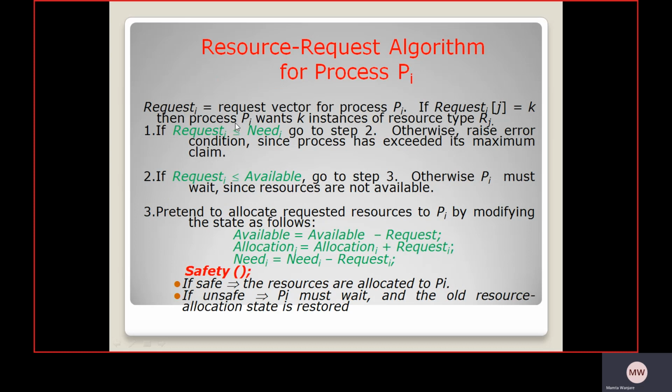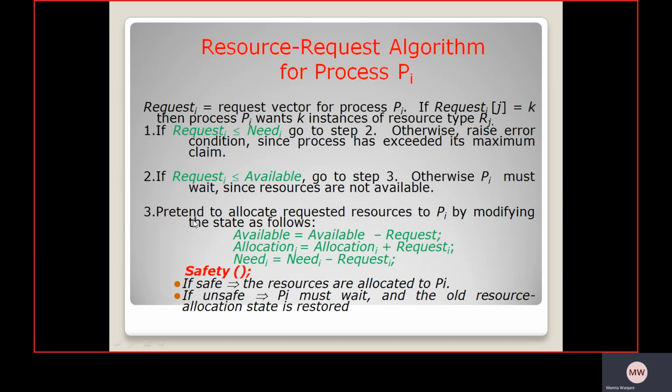Now the resource request algorithm for process Pi. Let request be the request vector for process Pi. If request equals k, then process Pi wants k instances of resource type R. First, if request is less than or equal to need, then go to step 2. Otherwise, raise an error condition since the process has exceeded its maximum claim. Second, if request is less than or equal to available, then go to step 3. Otherwise, process Pi must wait, since resources are not available.